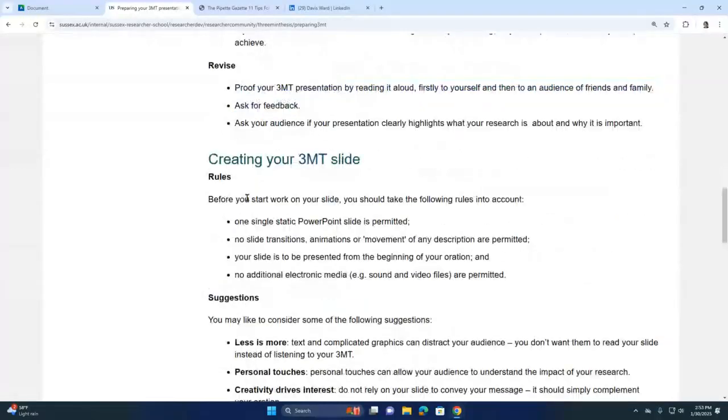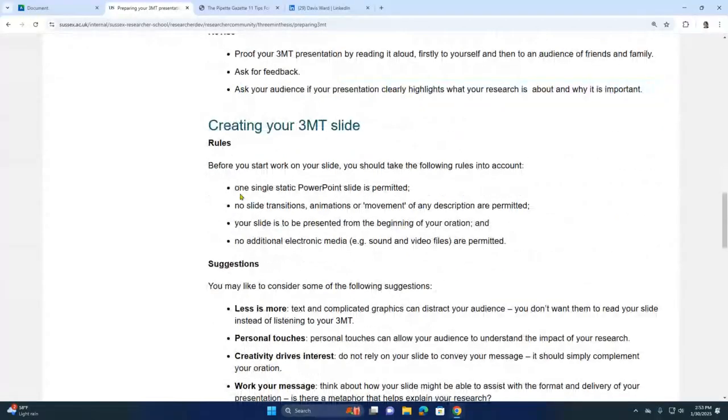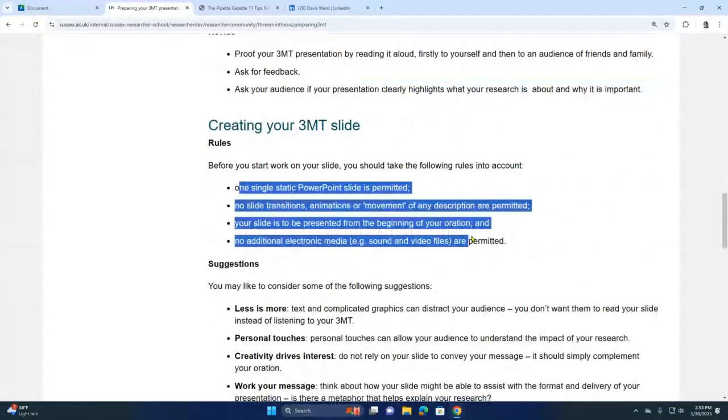The other thing about the 3-minute thesis that I really like is you get one visual, one PowerPoint slide, and you're really not supposed to have any slide transitions or animations. This is just a visualization for the audience to look at while you give your talk.